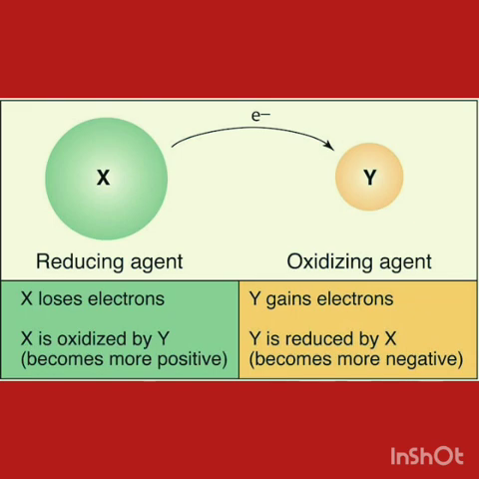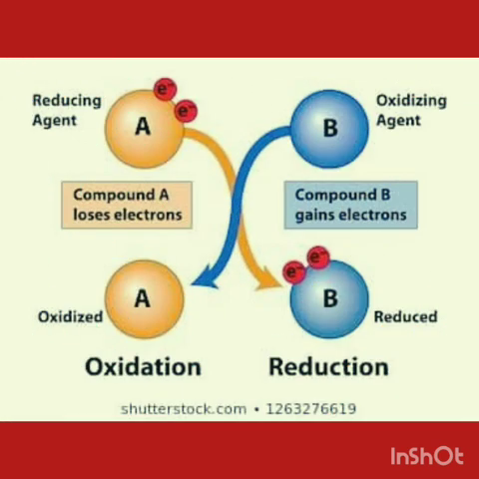Now student, let's compare oxidation and reduction reaction with the help of the given chart. In compound A, addition of oxygen takes place, so it is an oxidation reaction. Whereas in compound B, removal of oxygen takes place, so it is a reduction reaction. Compound A is losing electrons, so we can say it is a reducing agent, whereas compound B is gaining electrons, so it is an oxidizing agent.